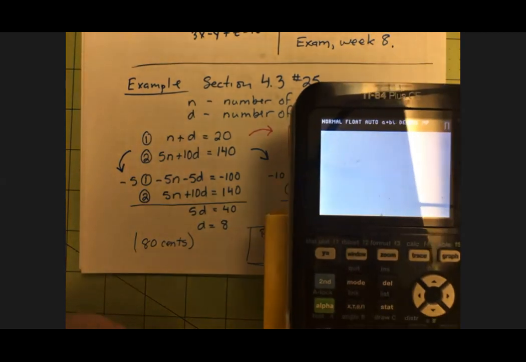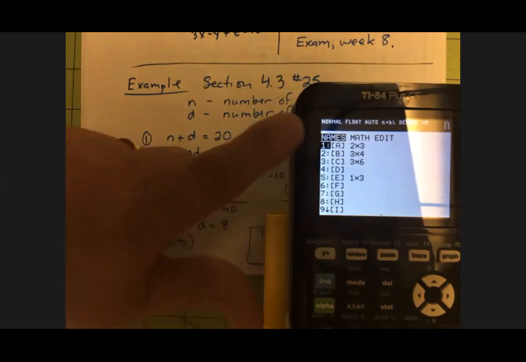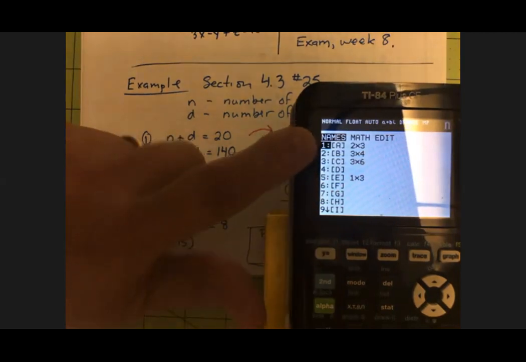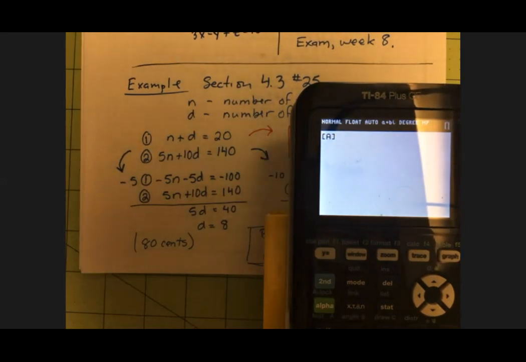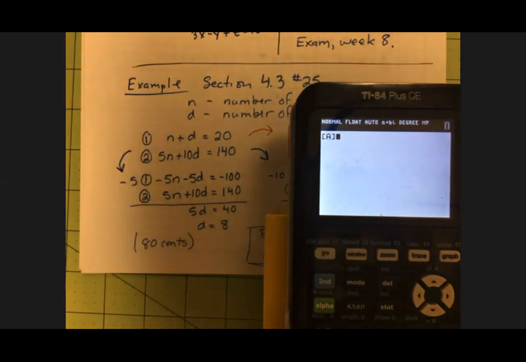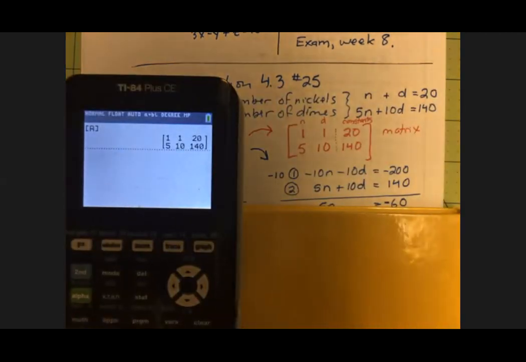Now I want to look at that matrix I just typed. So second function matrix, what is its name? Its name is A. A is highlighted, I just hit enter. And I'm literally asking the calculator, what is matrix A? I just want to make sure I typed it right, or else everything I did was worthless. I did type it right, compared to what I wanted on my paper, right?